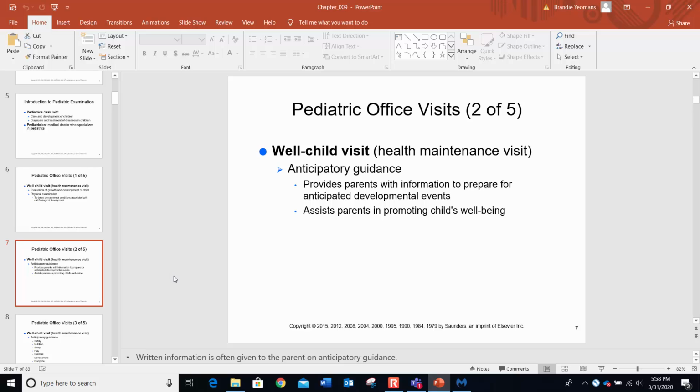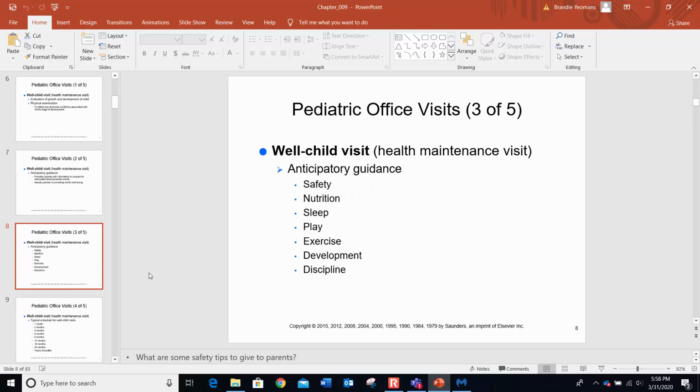So what is anticipatory guidance? Well, this is basically telling that guardian, parent, whomever, what to expect. These are things that the person should be anticipating are going to start happening as the child progresses in age and develops until they come and see us again.